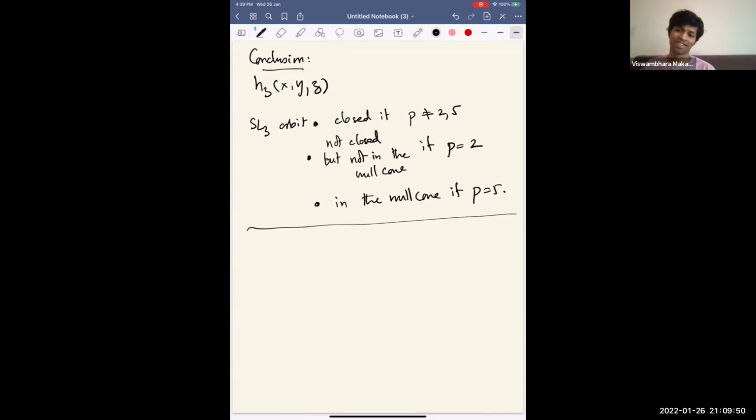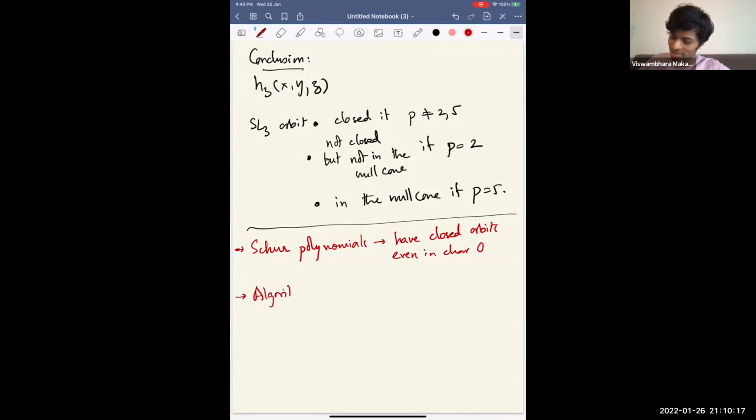And you can do many things. You can ask for many things. So for example, one of the things that we prove is that Schur polynomials have closed orbits if the number of variables is sufficiently large and things like that, even in characteristic 0. And then, you have to refine this a little bit more, maybe a little bit more difficult analysis, but you have an algorithm to decide if a symmetric polynomial has a closed orbit or not.